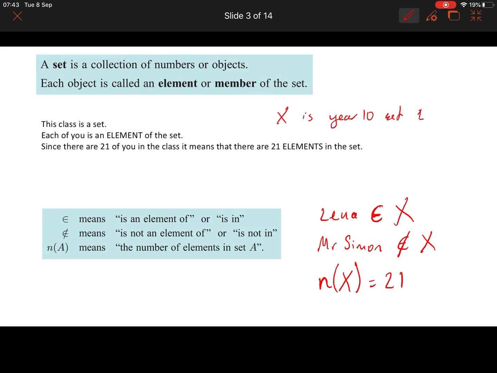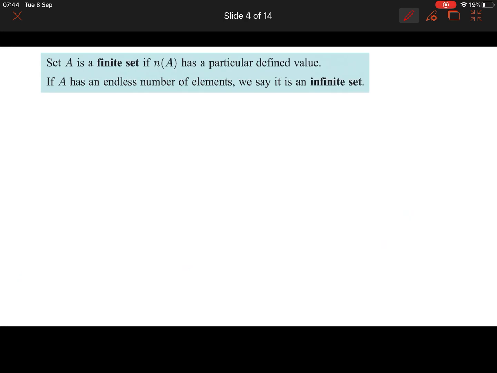We could say that the number of elements in set X is 21. So this N means the number of elements. So for example, if we're saying set B is days of the week, then the number of elements in that set is equal to 7. Okay, so hopefully that makes sense. So we've got elements and we've got numbers of elements within a set as well. And you need to be able to know the difference.